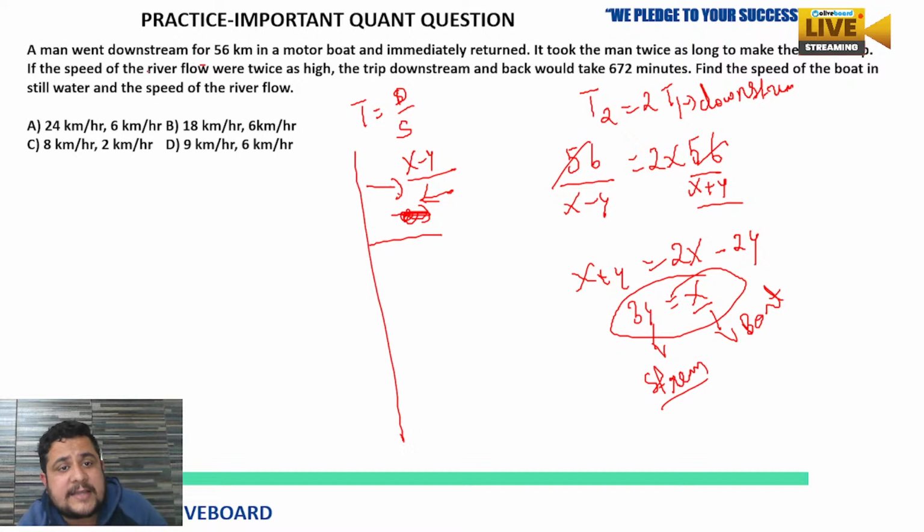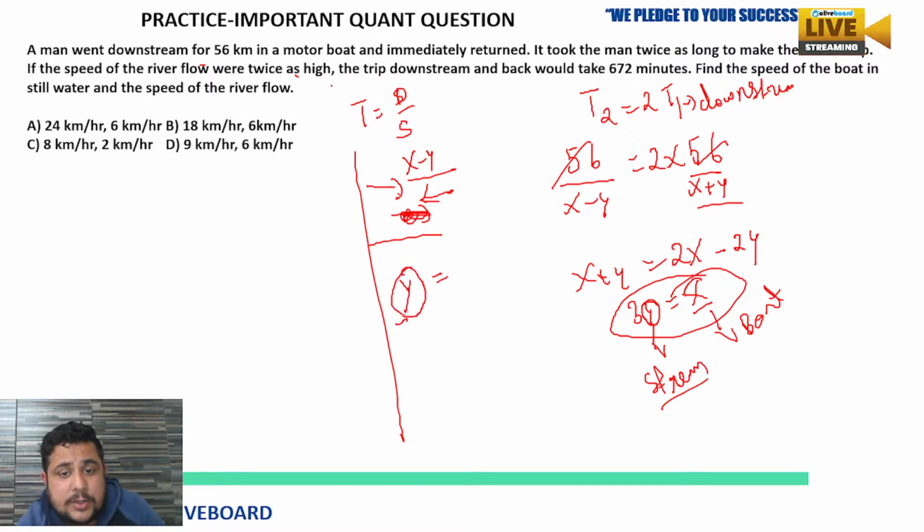Now what are they saying? They are saying that if the speed of river flow were twice as high, they are talking about this y. They are talking about the value of y.